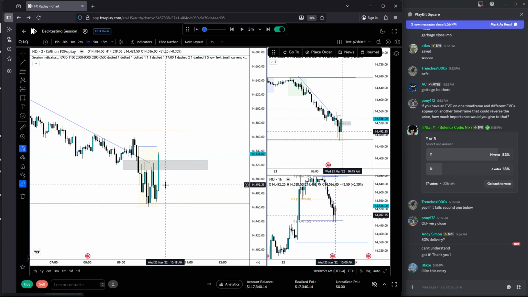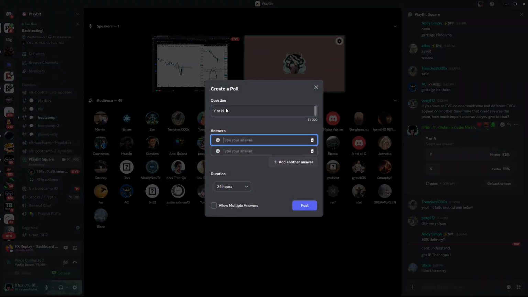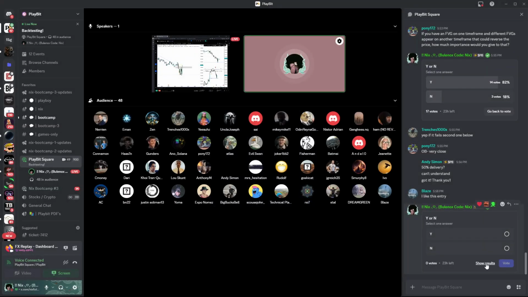And I'm going to size more carefully on this. I'm going to size down. This wick is so big. But yeah, let's see. Yes or no. Momentum is beautiful, though. And my bias still is bullish.